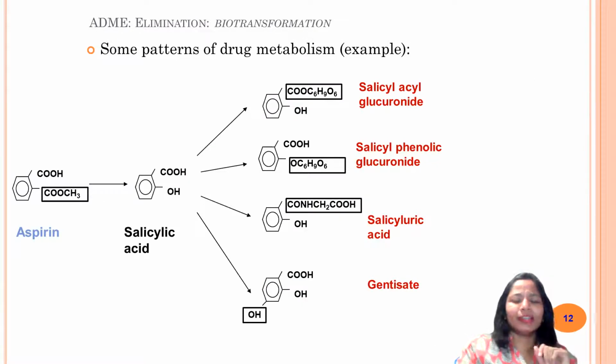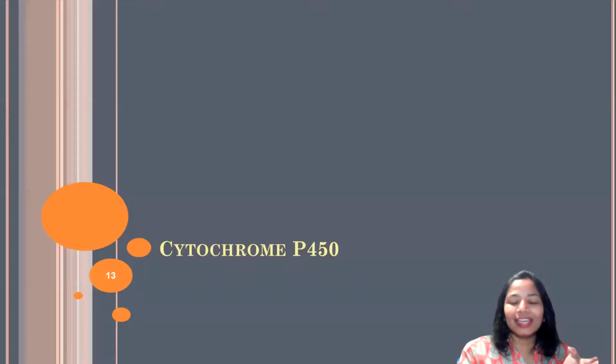Let's look at one particular example, aspirin. That's converted to salicylic acid. And that salicylic acid on conjugation, look at the different things that we have with the conjugation. Salicyl acyl glucuronide, salicyl phenolic glucuronide, salicylic acid, and gentisic acid. These are the different conjugations which are all possible with the aspirin after it becomes the salicylic acid.